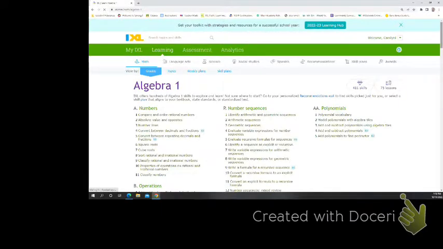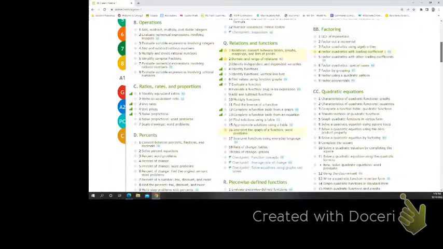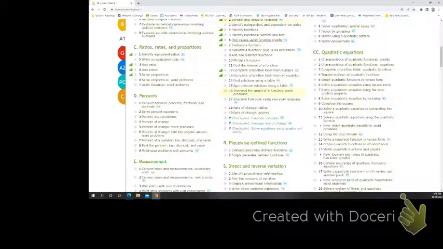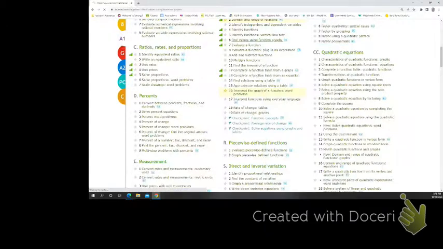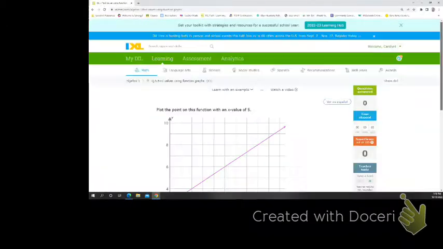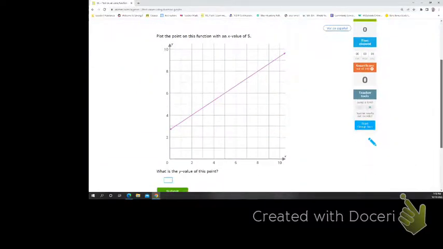That's Q5. And then eventually we'll also be doing Q6. You may or may not start that today. This says plot the point with an x value of 5. So x value of 5, follow it to the line, and then the y value of that point is 6. Now, besides being called domain and range, you need to know that the x and the y could also be called input and output.